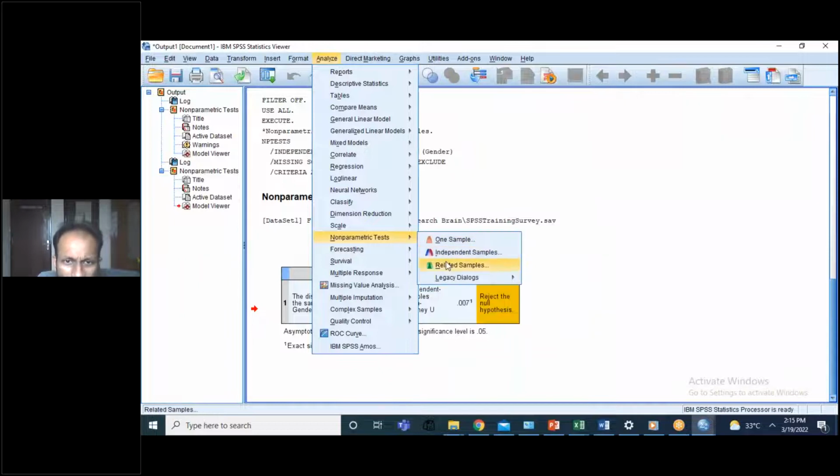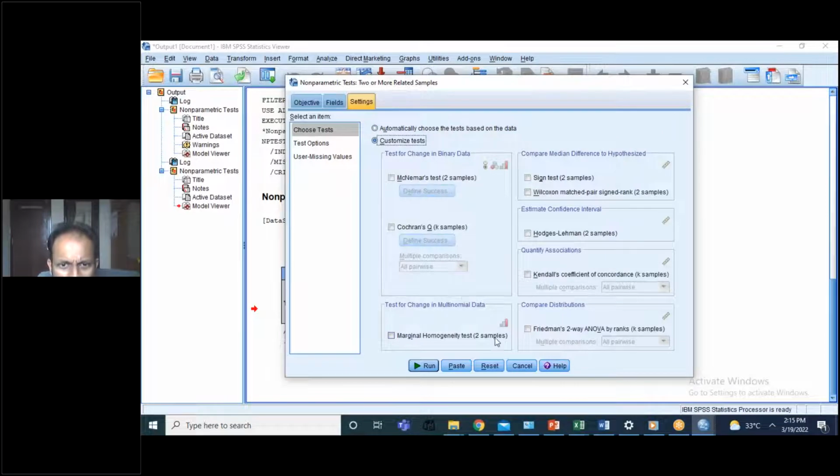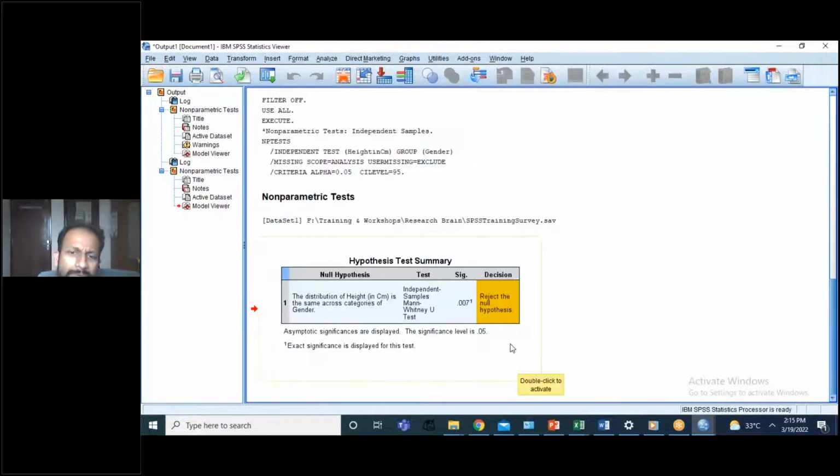So you have to go here and choose the appropriate options in the settings. Go to settings, and I have told you about the Wilcoxon. This one you have to choose and run the test. Like this, you can do for each and every option, and thereby you can find out the equivalent non-parametric test for all the parametric tests.